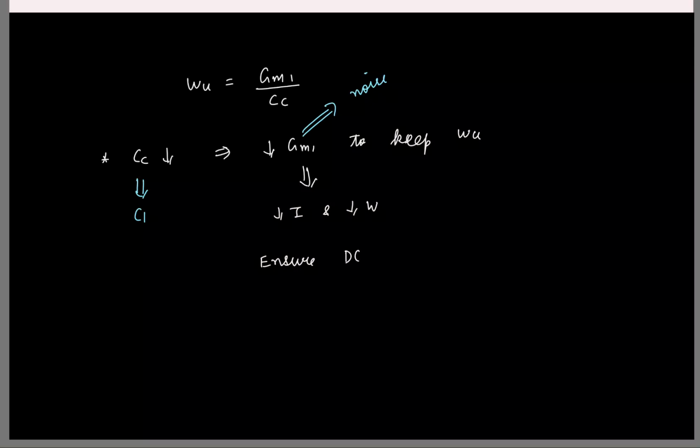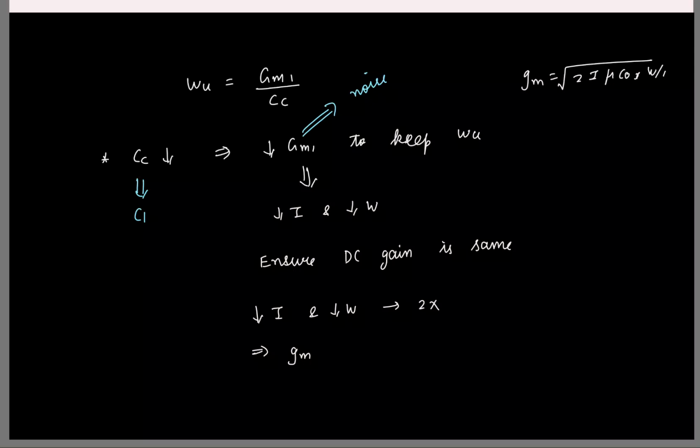So now let's say I reduce gm by reducing current and width. Let's say, for example, current is reduced by 2x and width is also reduced by 2x. What will happen to gm? Reduced by which factor? If the current is given, what is the expression for gm you'll use? Under root of 2I, okay. This is the reason why for reducing gm, we reduce both of them by a factor of 2. So gm reduces by a factor of 2.